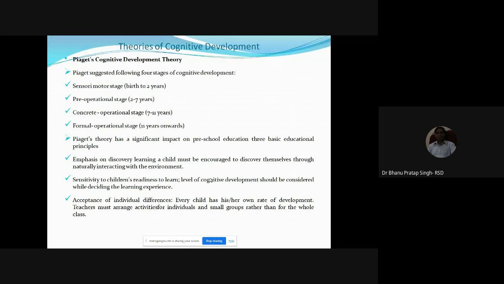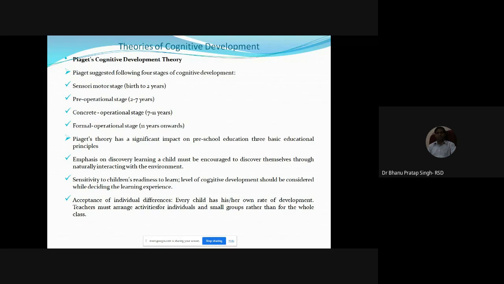We have discussed this in previous slides, and the age is also prescribed for each stage. Sensorimotor is birth to 2 years, pre-operational 2 to 7 years, concrete 7 to 11, formal 11 years onward. And Piaget has also specified what the learning pattern should be and what the learning outcomes are in all these four stages.